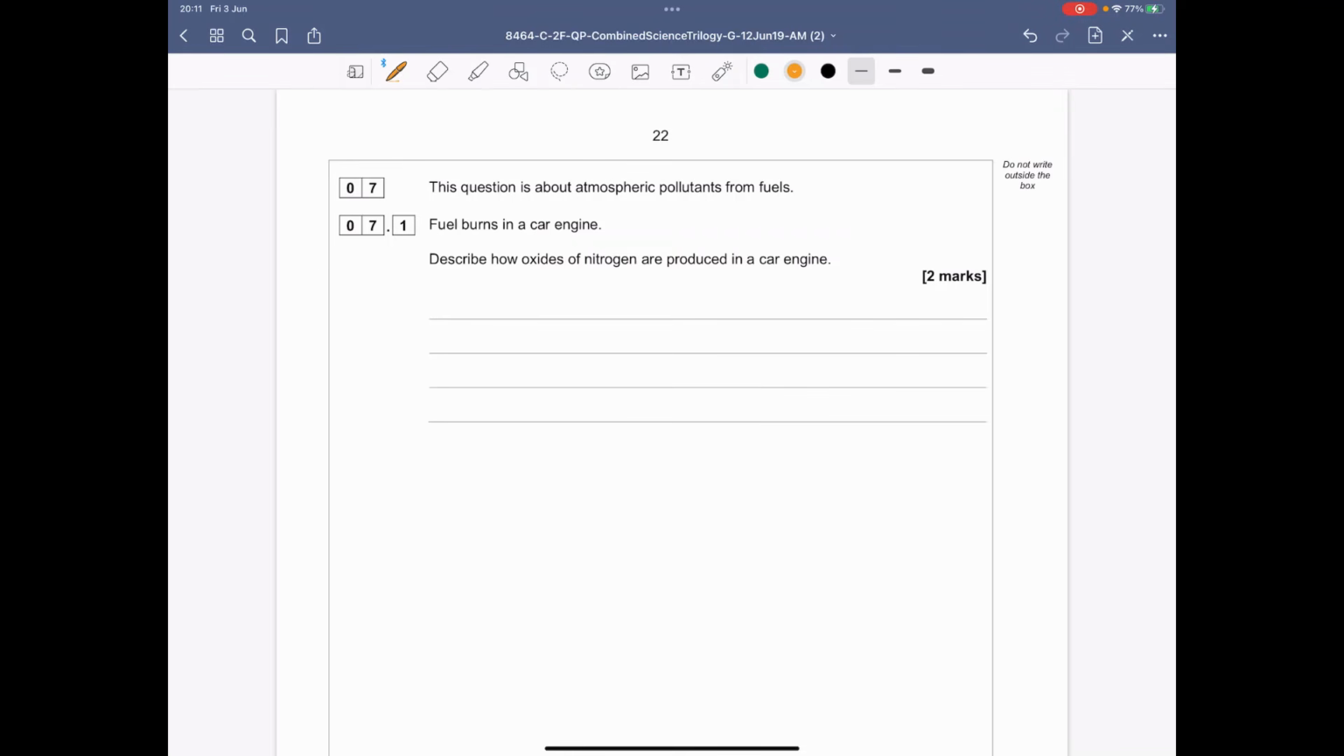This question is about the atmospheric pollutants from fuels. Fuel burns in a car engine. Describe how oxides of nitrogen are produced in a car engine. Okay, so oxides of nitrogen are things like NO2 or NO3. Nitrogen and oxygen are both floating about in the air all of the time around us, but they don't react together. They just bounce into each other and keep moving on. They only form compounds together when combustion happens in a car engine.